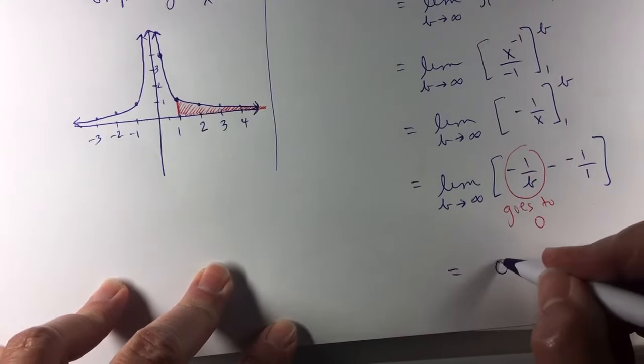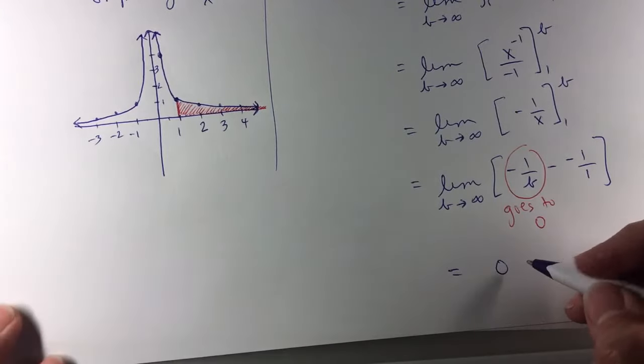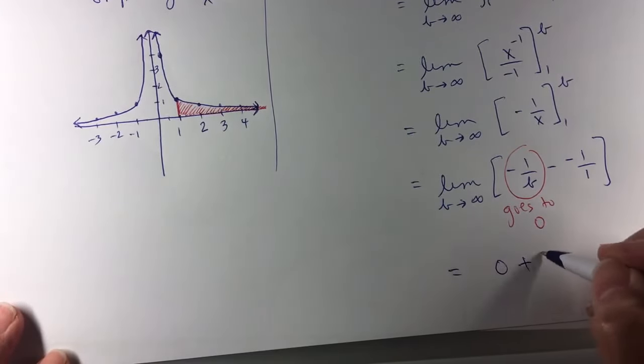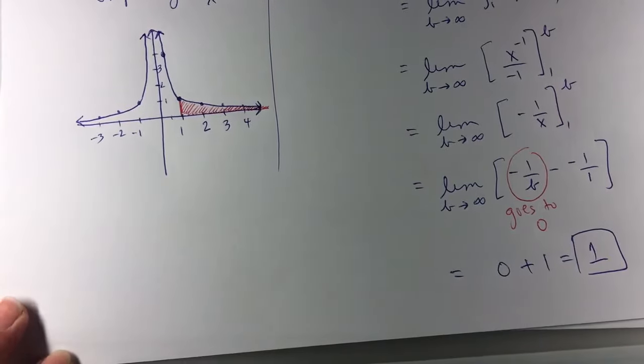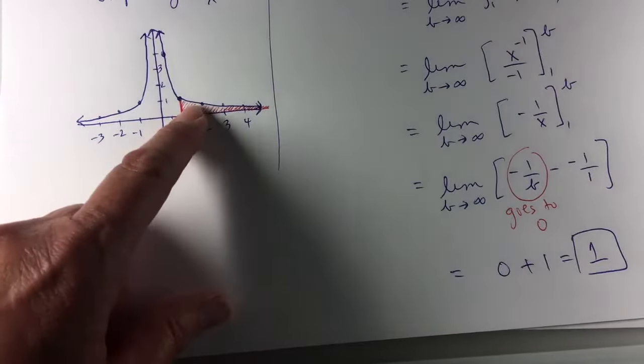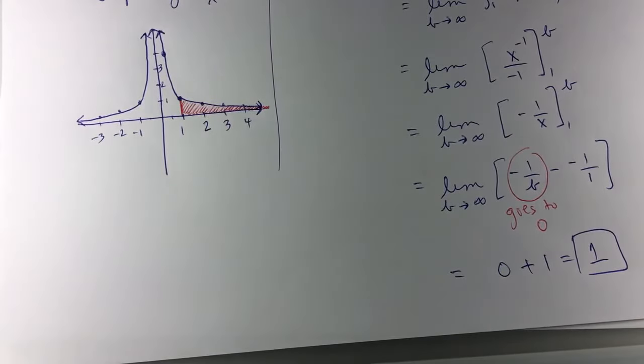At this point, once I've taken the limit, I take off the limit as b approaches infinity. This is 0 plus 1, which is 1. So I have found that this area from 1 to infinity is actually a number, is 1 square unit.